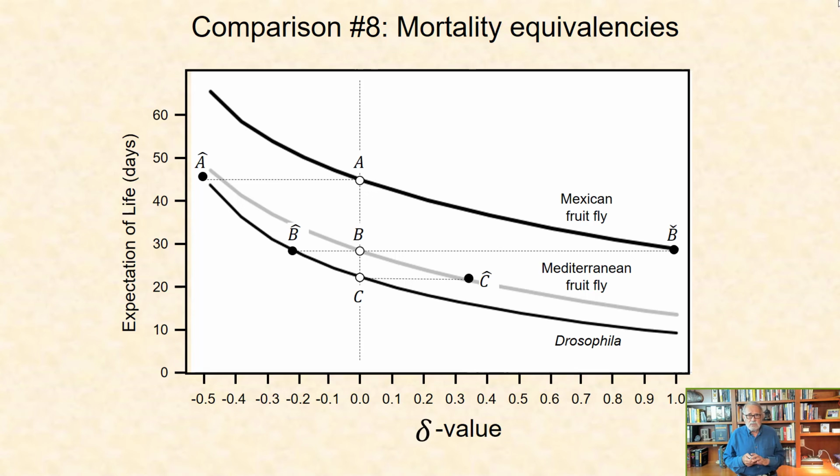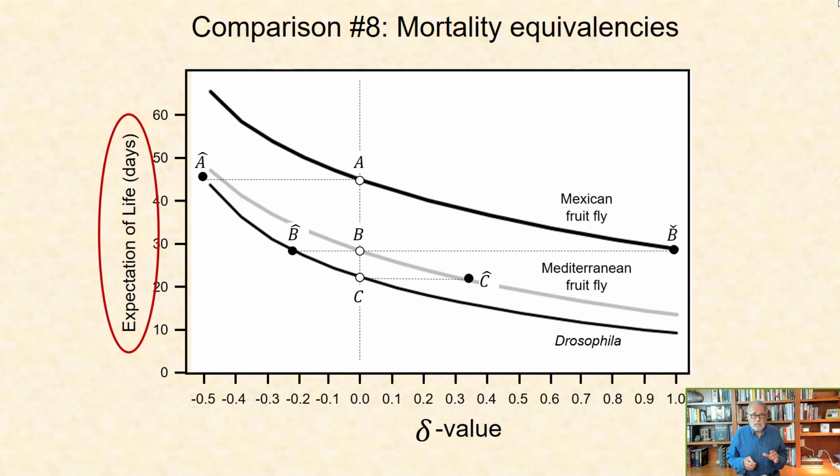Here are the results for this comparison of all 3 fruit fly species. We have the value of delta scalar on the x-axis ranging from minus 0.5 to 1.0, which when inserted in the equation will reduce the mortality by 1/2 with the former and double it with the latter. And then we have expectation of life on the y-axis ranging from 0 to 60 days.